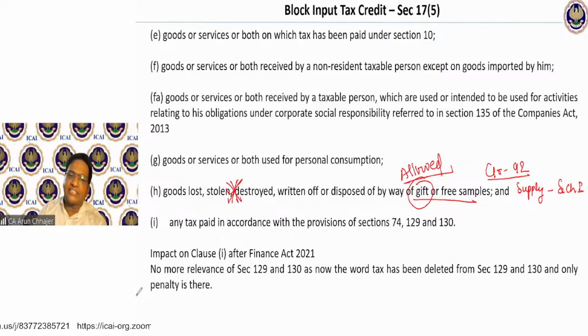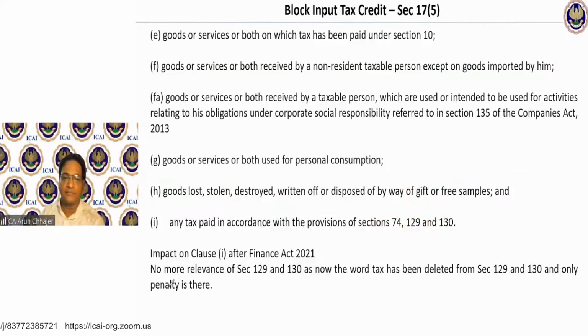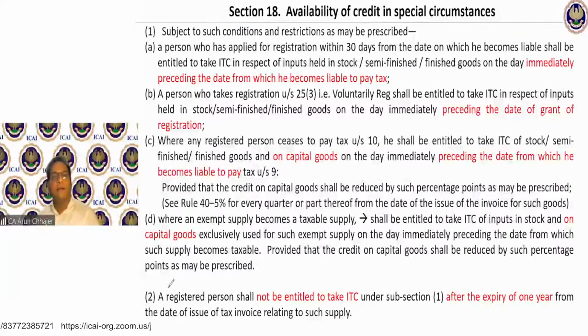Then any taxes paid in accordance with the provisions of 74, 129, 130, ITC is not allowed. It is a blocked category. Now we are moving to Section 18, ITC in case of special circumstances. Why are they saying special circumstances? Because these circumstances will not be covered in 16 and 17.